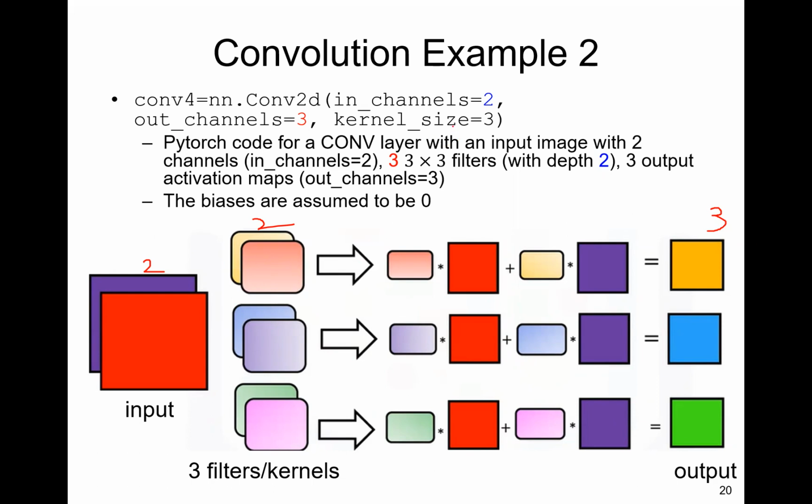So because of this implicit relationship between input channels and the depth of the filter, and the number of filters and the number of output channels, if you specify in channels and out channels in the API, then the rest is just implicit. You don't specify anymore.